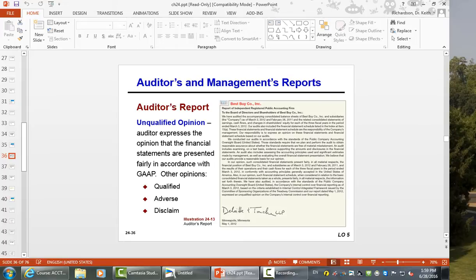Well, no kidding. We don't know, right? In our opinion, based on our audit and based on the evidence we collected and all that, everything's fine. Everything's hunky-dory. The financial statements fairly present the financial position of the company, the results of their operations, and their cash flows for the period ended, right?